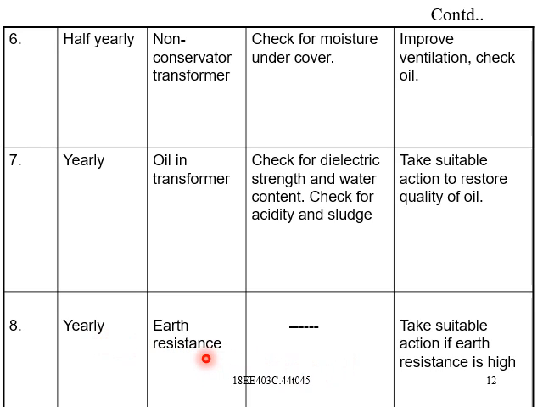So the earthing is also inspected yearly, and if it is not proper, you need to take suitable action if earth resistance is high. Actually the earth resistance should be low, so that if any fault current occurs, it directly enters the earth instead of entering human beings, because current always tries to flow in the low resistance path. If it is high, you need to make it low by pouring some water in it, by wetting it.